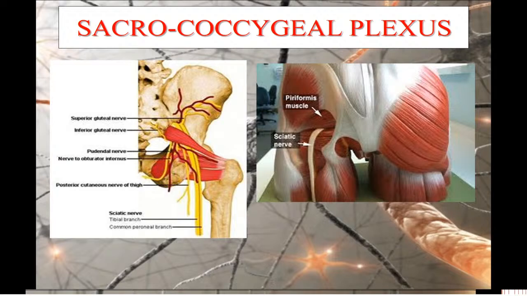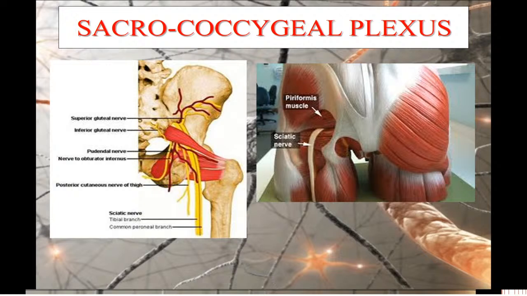Cutaneous innervation of the thigh. Anterior surface is supplied by the anterior cutaneous nerves of the thigh from the femoral nerve. Anterior medial skin is supplied by the cutaneous branches of the obturator nerve. And skin at the posterior surface of the thigh is supplied by the posterior cutaneous nerve of the thigh, which is the branch of sacrococcygeal plexus.